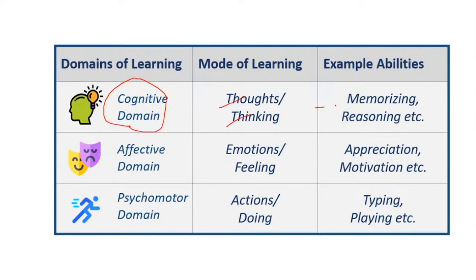But if you want to remember in one go, the cognitive domain is more about thoughts and thinking, that is memorizing and reasoning. Affective domain is more into emotion and feelings, that is appreciation and motivation. Psychomotor domain is more into actions and doing, that is typing, playing, etc. These are the examples given.